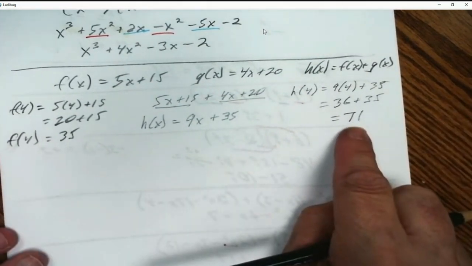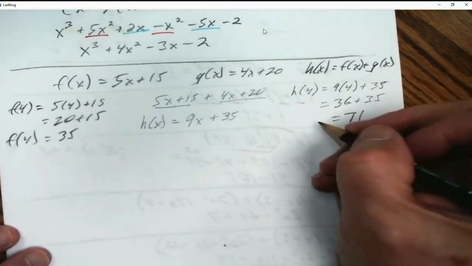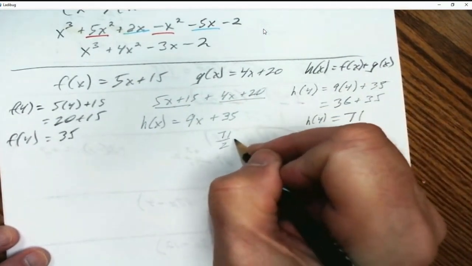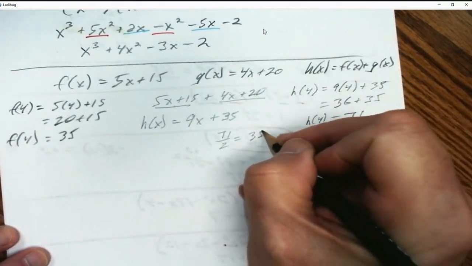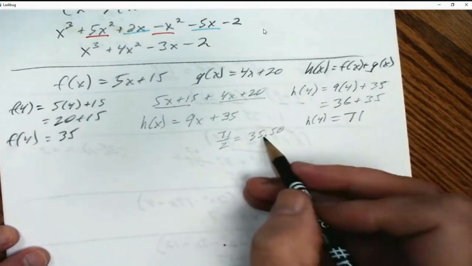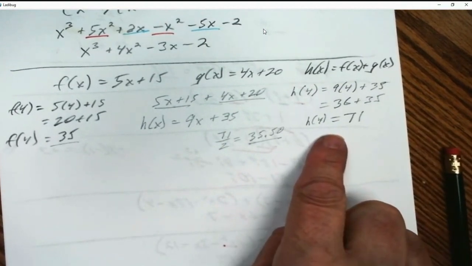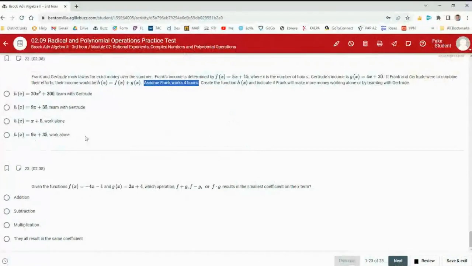But he doesn't get all of this because he's teamed up with Gertrude. She's going to get half of that. So what's 71 divided by 2 is $35.50. He'll make 50 cents more if he teams up with Gertrude. So team with Gertrude, and it's 9x plus 35. So we're supposed to create the function, and will he make more money? He'll make more money with that rather than working alone, but only by 50 cents. So it's not really a big deal.